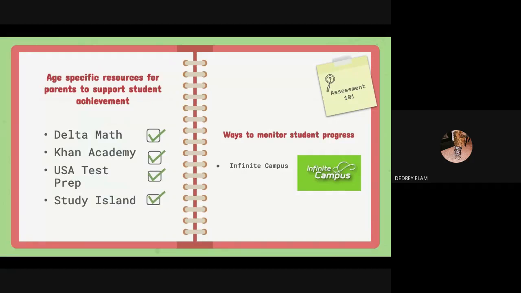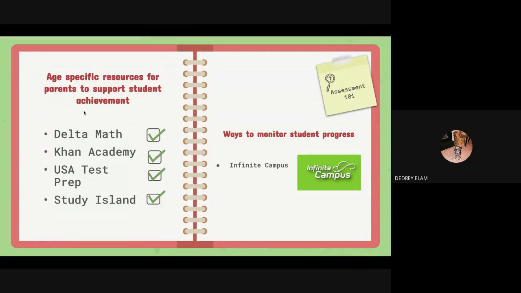Okay, I want to share some information with you about some age-specific resources for parents that they can use to help their students. For math, we're using Delta Math, and as Ms. Sweet shared, Khan Academy, USA Test Prep, and Study Island. These resources don't cost anything, and the school is also using them. Students should know how to access and utilize them to get information for the specific subject that they're studying.